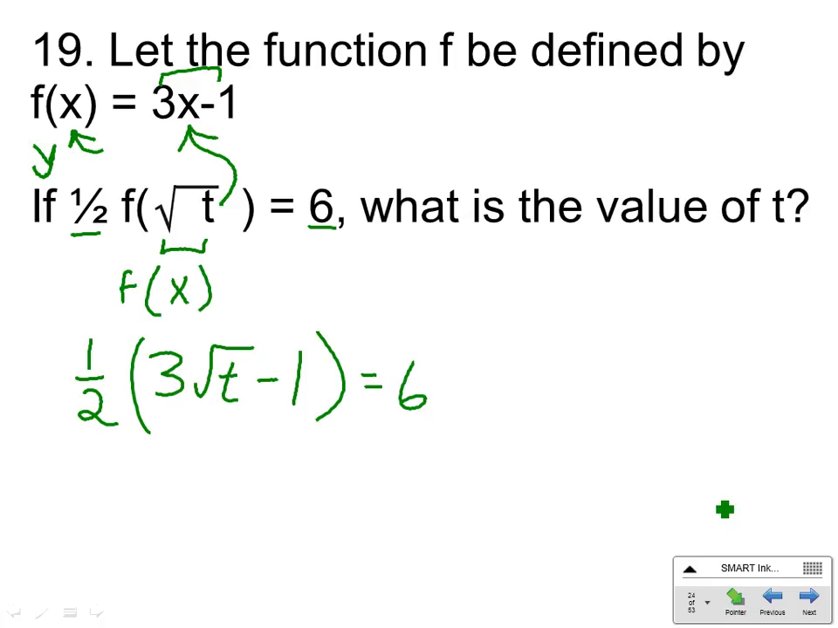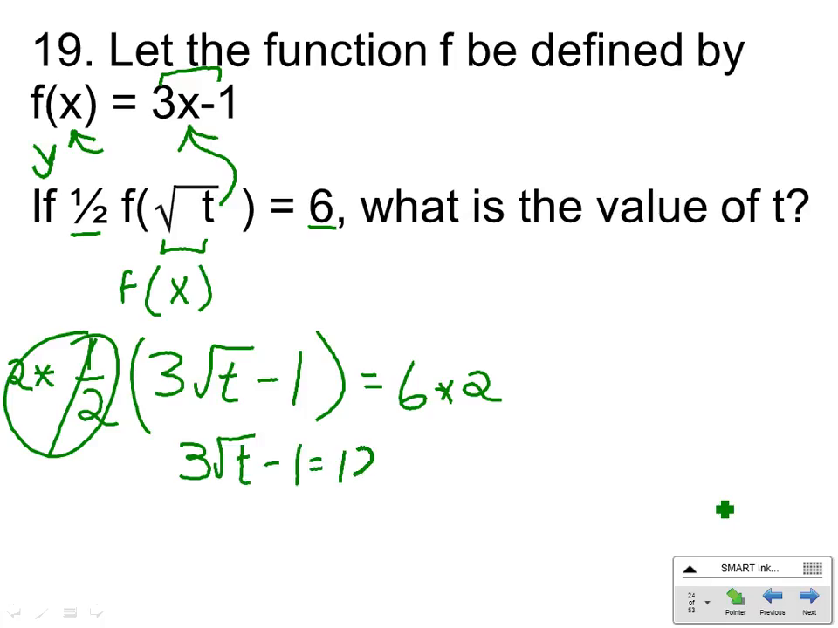Okay, next we can multiply by 2 on both sides to get rid of this 1/2 here. So then we have 3 times square root of t minus 1 equals 12. Then we can move this 1 over here. We're just combining like terms. This is going to be a pretty ugly answer. I wish I'd come up with a slightly better answer or set of numbers for this.